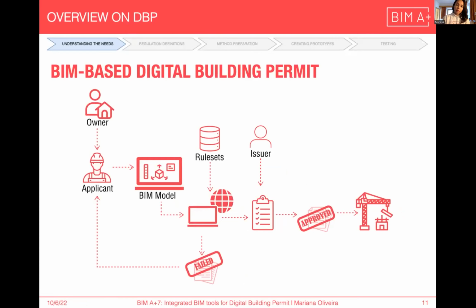Then we have the BIM-based digital building permit, where the applicant creates the BIM model. You submit the model in the platform, and from the data in the model, you run some rule checks, rule sets according to the regulation, and then you have a report. The issuer reviews the report, and if it's okay, it's approved. If it fails, it goes back to the applicant.